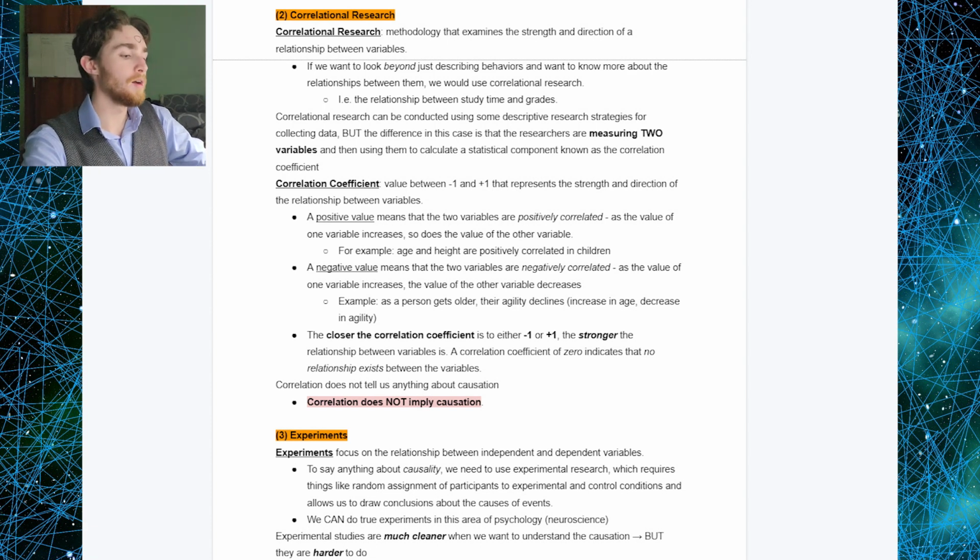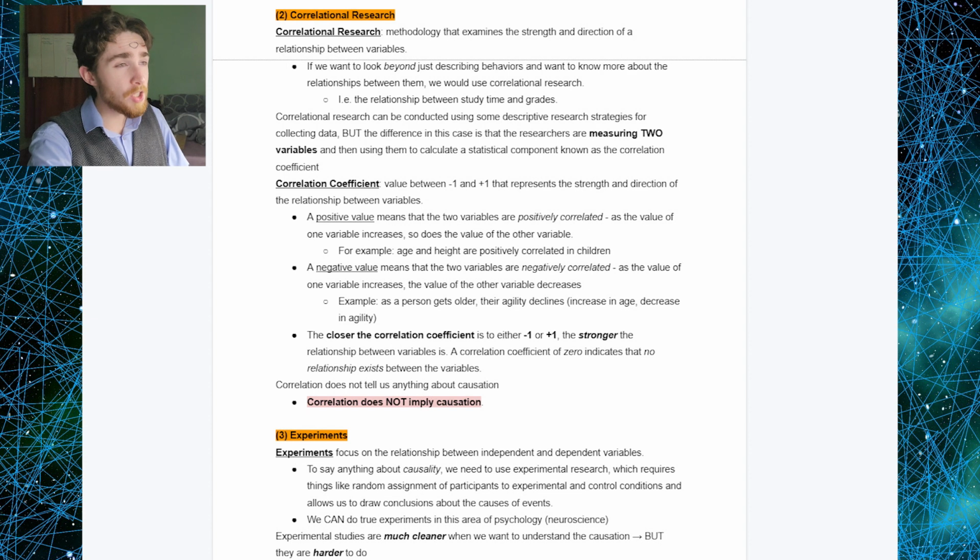Okie dokie, the third and final research design that we're going to be talking about is experiments. Experiments focus on the relationship between independent and dependent variables. To say anything about causality, we need to use experimental research, which requires things like random assignment of participants to experimental and control conditions, and it allows us to draw conclusions about the causes of events. In the field of neuroscience, we can actually do true experiments. I'll explain why in a minute.